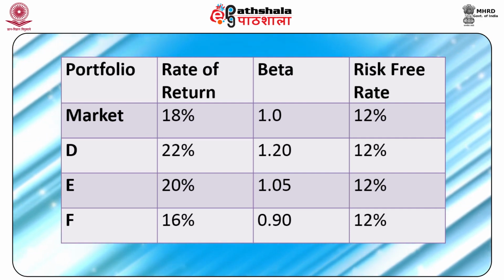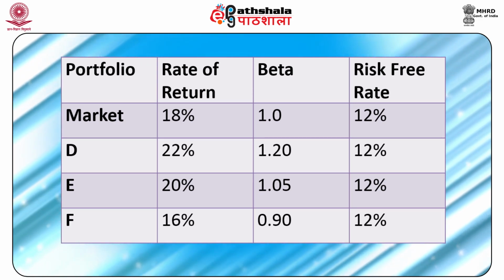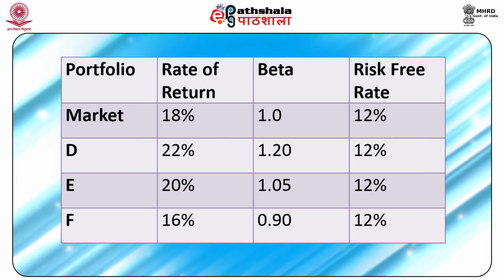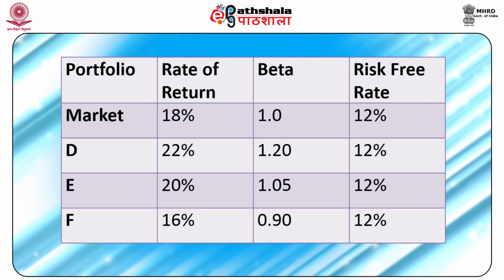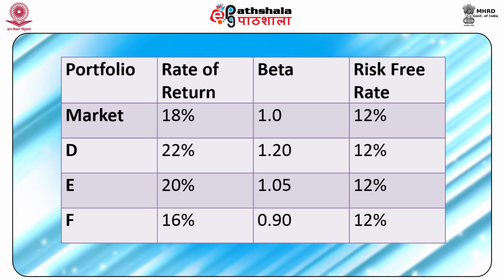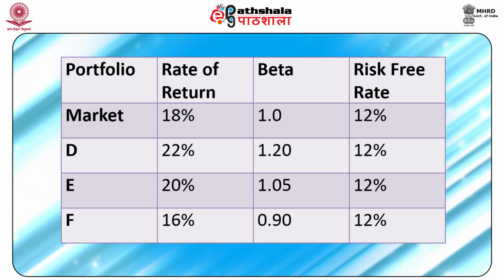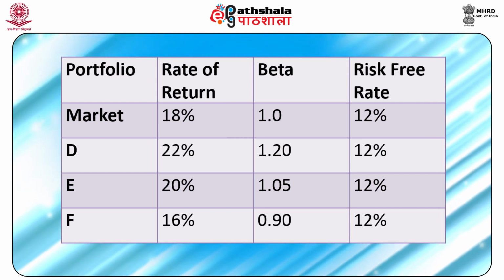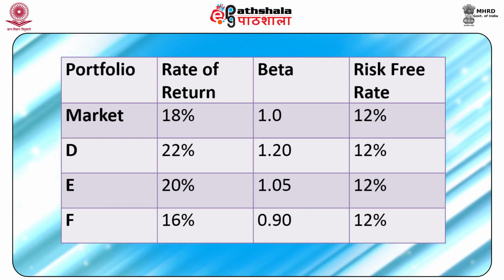For the market the rate of return is 18%, for D it is 22%, for E it is 20%, and for F it is 16%. In the third column we have beta. For the market it is 1.0, for D it is 1.20, for E it is 1.05 and for F it is 0.90. In the fourth column we have shown the risk-free rate. For the market it is 12%, for D it is again 12%, for E it is again 12% and finally for F it is again 12%.